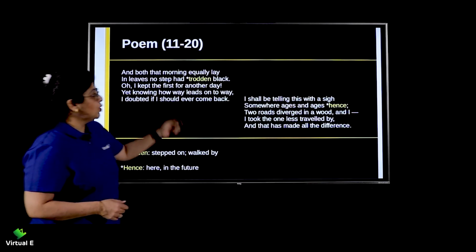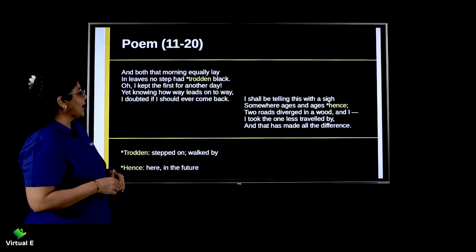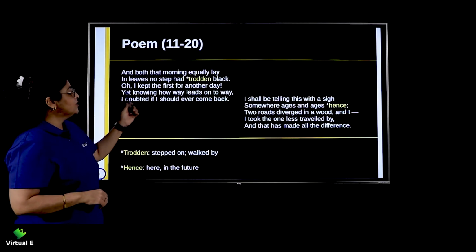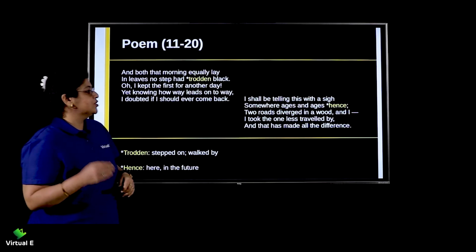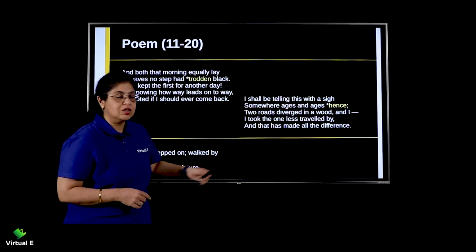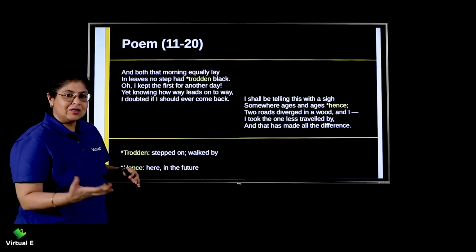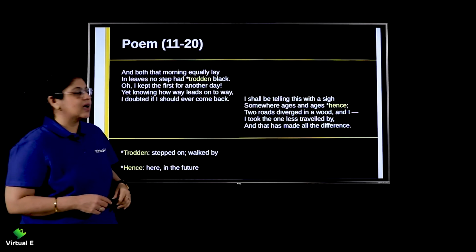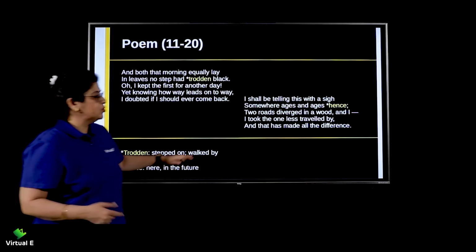"And both that morning equally lay, in leaves no step had trodden black. Oh, I kept the first for another day, yet knowing how way leads on to way, I doubted if I should ever come back." So trodden black means stepped on or walked by. No leaves had trodden black. Nobody had stepped on them and they were fresh as they were. "I shall be telling this with a sigh, somewhere ages and ages hence."